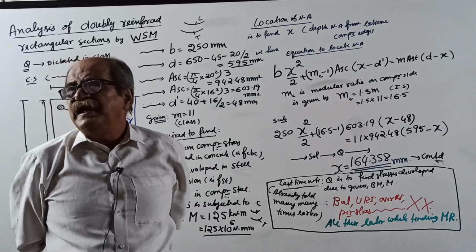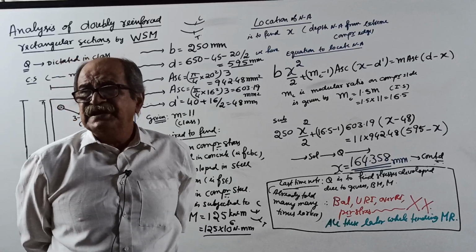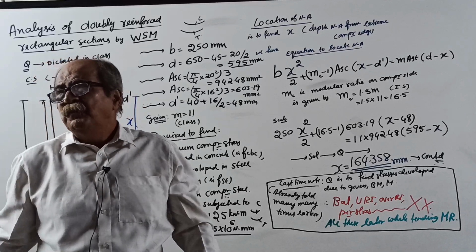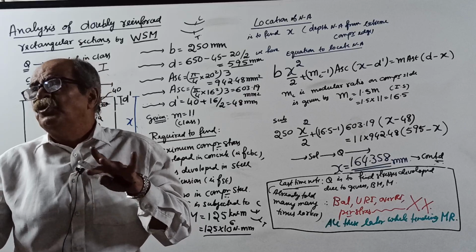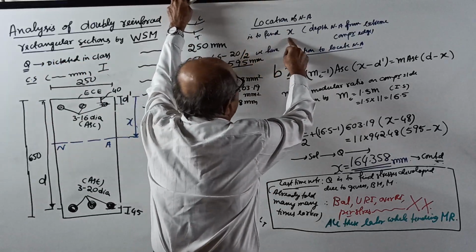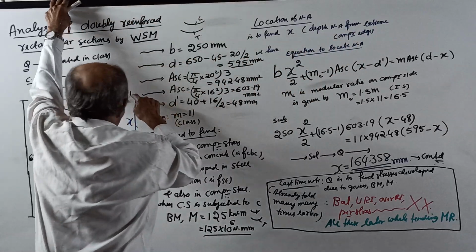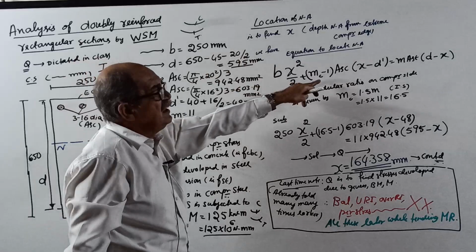Irrespective of finding the moment of resistance, which we are not doing today, or the stresses developed for a given bending moment, first always locate the neutral axis. Location of neutral axis, that is, to find X, the depth of the neutral axis from the extreme compression edge. See here, this is X. The equation I told last time.